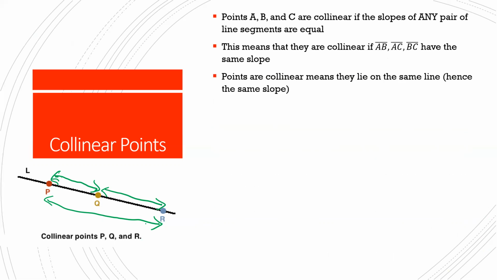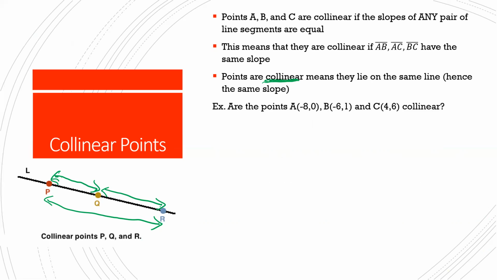And of course, the word itself might give you a hint as to what this actually means in practice. What it means in practice is that they lie on the same line. And you can actually see here, that's what's happening with P, Q, and R. They all exist on the same line. So because they're all on the same line, any pair of points, if I calculate the slope between them, I have the exact same slope.